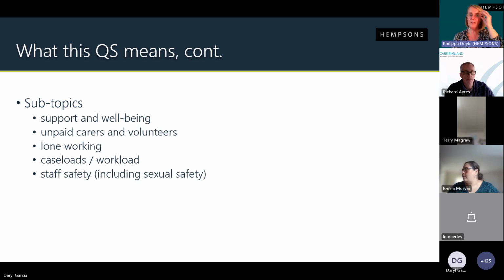There's some subtopics in there as well, because CQC love a subtopic. So they're looking there at support and wellbeing. They're looking at the unpaid carers and volunteers that might work in your service, as well as the paid staff. There might be a piece of work that needs to be carried out for lone workers if you've got a number of staff doing an overnight shift in a service on their own. That obviously needs a little bit of work doing on it to make sure that those people feel valued and supported in just the same way when they are working on their own rather than part of a bigger team.